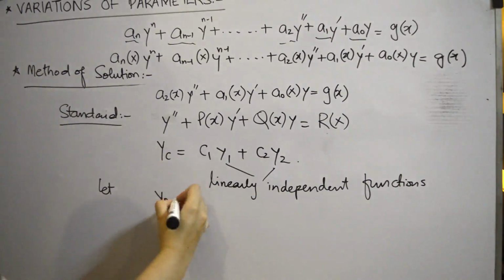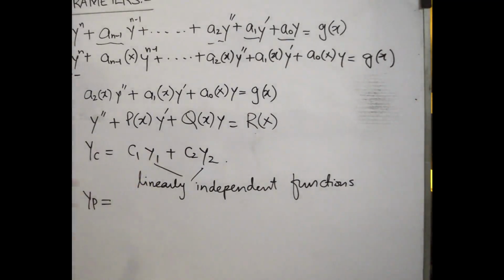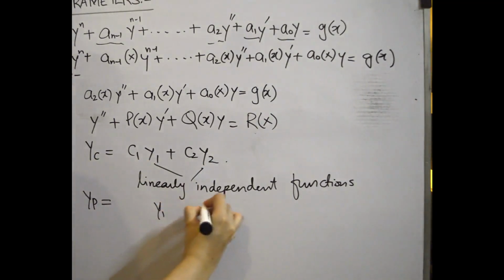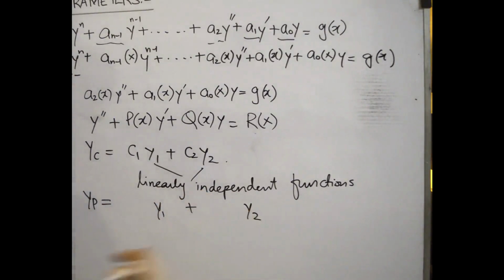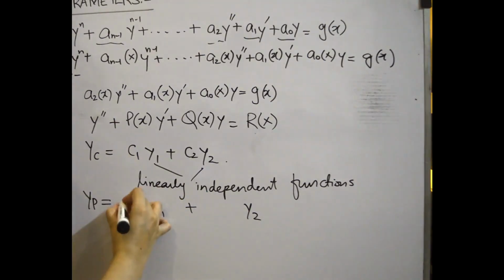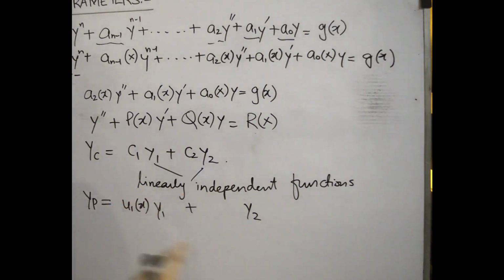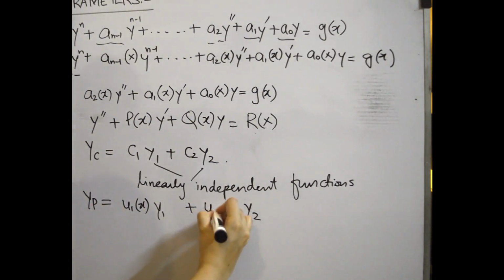So instead of constants, because y1 and y2 are linearly independent solutions or functions, they remain as they are, y1 plus y2. I'll write it as it is. But instead of c1 you just have to replace u1(x), and instead of c2 you just have to replace u2(x).